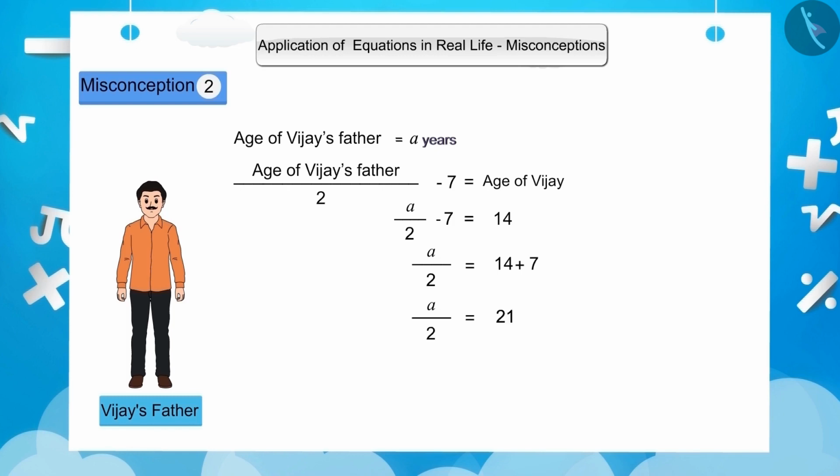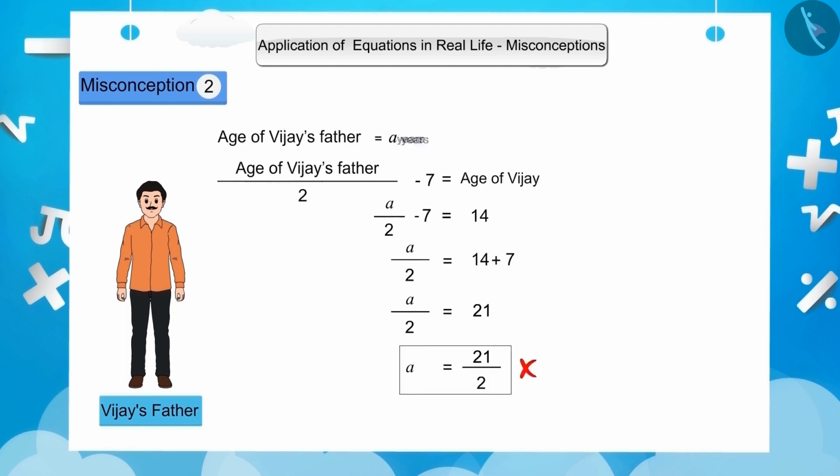To solve this equation, we want just A in LHS. Here, A is divided by 2 in LHS. Many times, while solving an equation, children divide RHS by 2. So, they get A is equal to 21 by 2, which is incorrect.